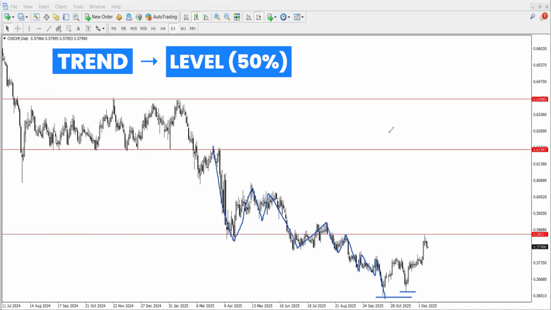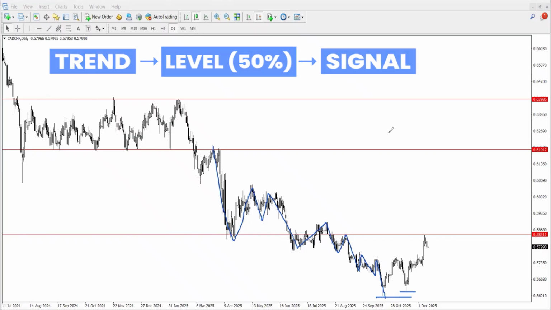These areas act as a level. These 50% pullback areas certainly act as a level, and you would have your signal. That's all you need to enter the market again in a healthy uptrend or downtrend.